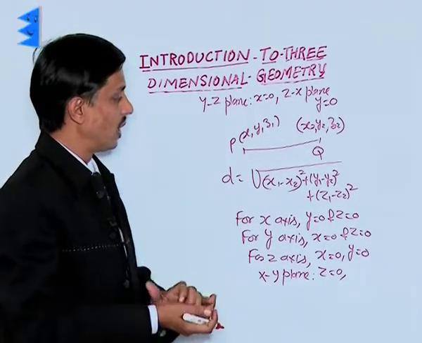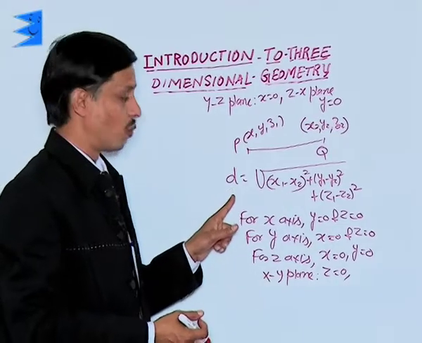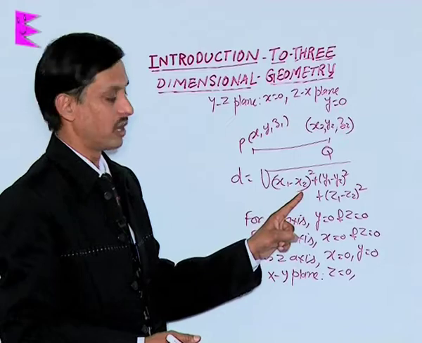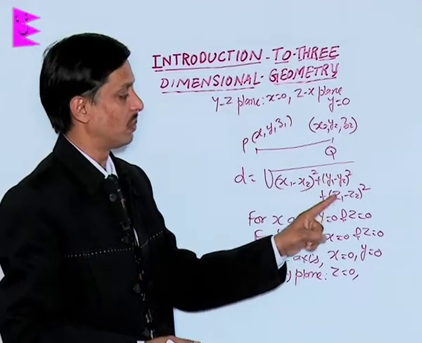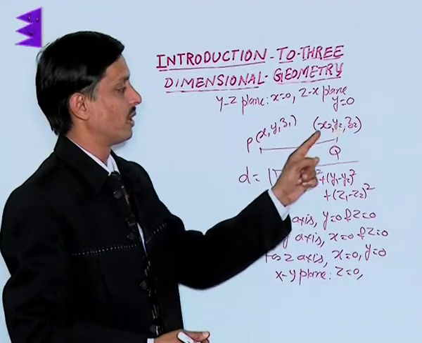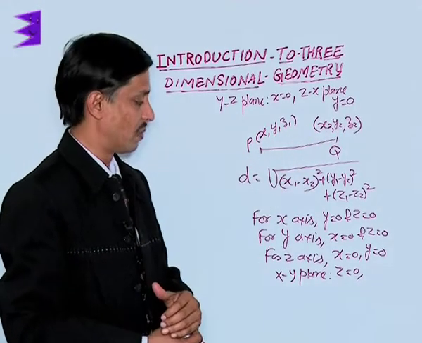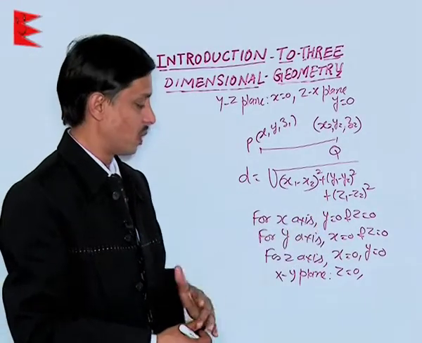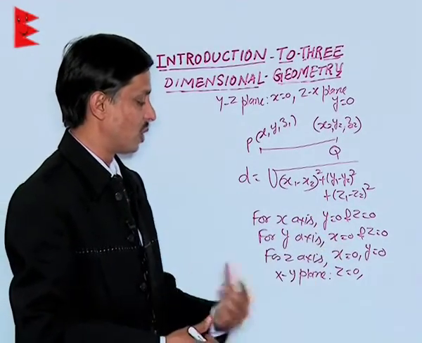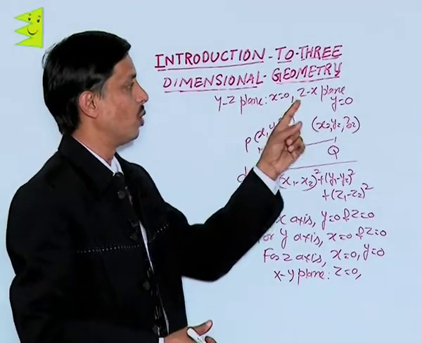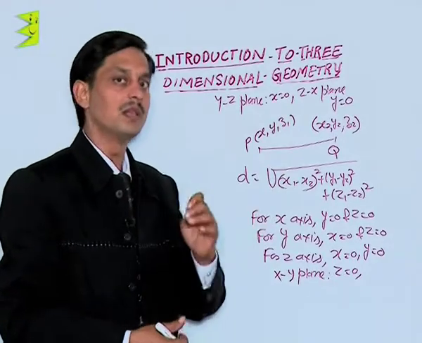So for 3D we must remember, one, the distance formula, that is the root of x1 minus x2 square plus y1 minus y2 square plus z1 minus z2 square, where x1, y1, z1 and x2, y2, z2 are the coordinates. Number 1, for the x-axis y and z are 0, for the y-axis x and z are 0, for the z-axis x and y are 0, for the xy plane z is 0, for the yz plane x is 0, for the zx plane y is 0.